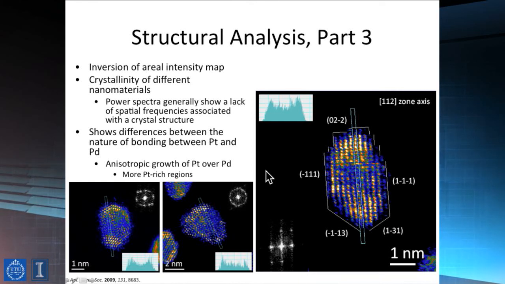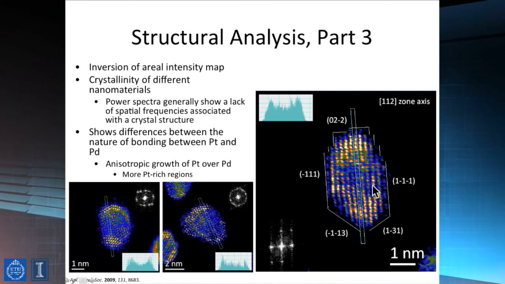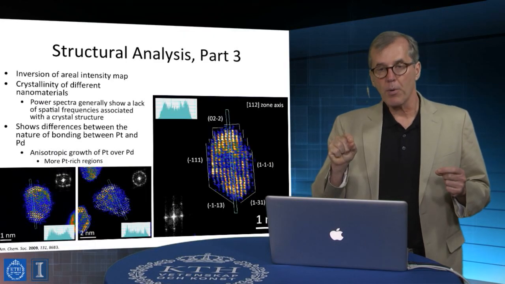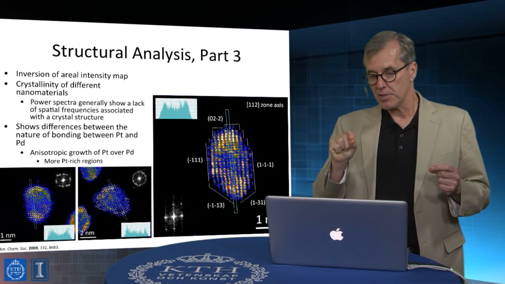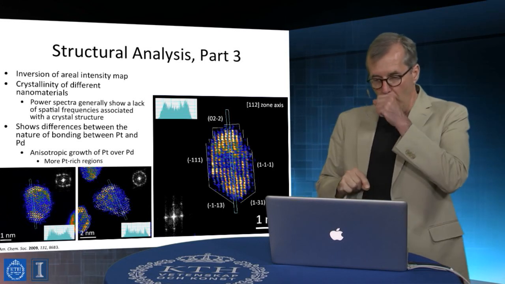And what you notice is that some of the places appear bright and some of the places appear dark. That's because we're looking at the ordered columns of atoms, in which platinum and palladium are phase segregated within the cluster. And you can calibrate those intensities and count all the atoms that are present in the cluster.